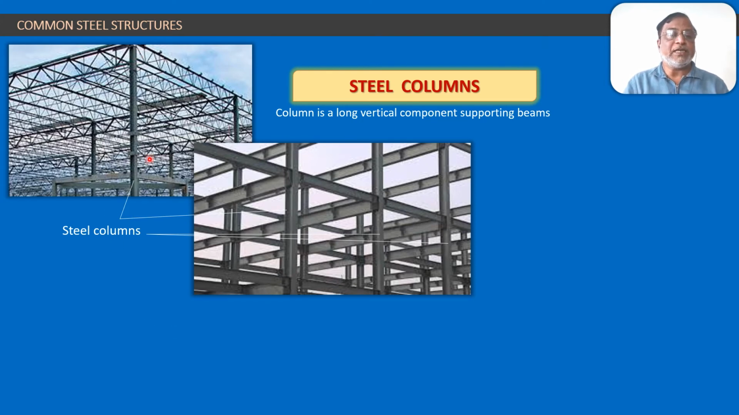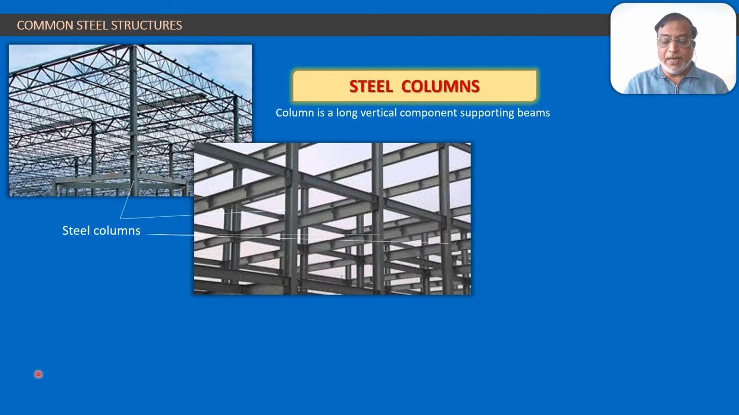So here we see a steel framework. This is a trussed framework, or a framework made up of steel angles like this. Or here we see another example where it is made up of I-beams, horizontal I-beams and vertical steel columns. So these are the steel columns, vertical components supporting the beams.